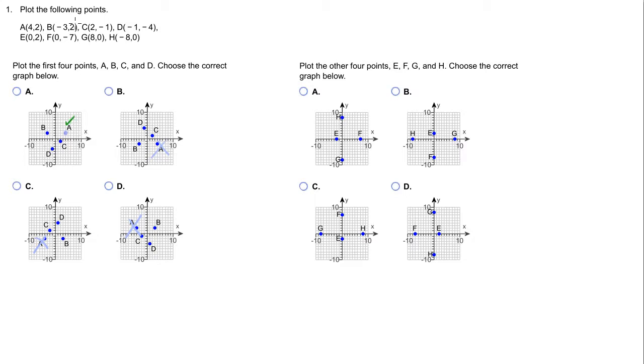And then B is negative 3, 2. That's correct. C is 2, negative 1. That could work. And D is negative 1, negative 4. That could work too. That's in the right quadrant. That's our answer.